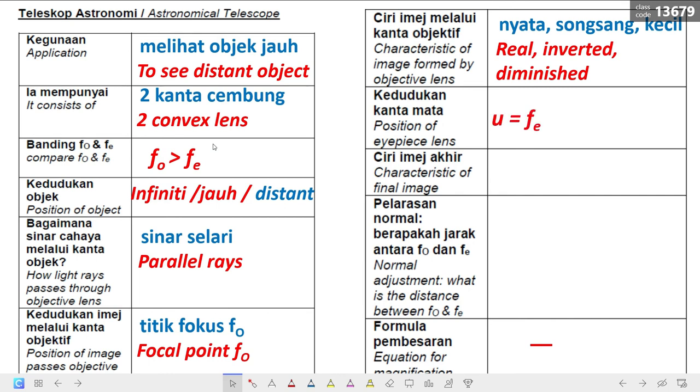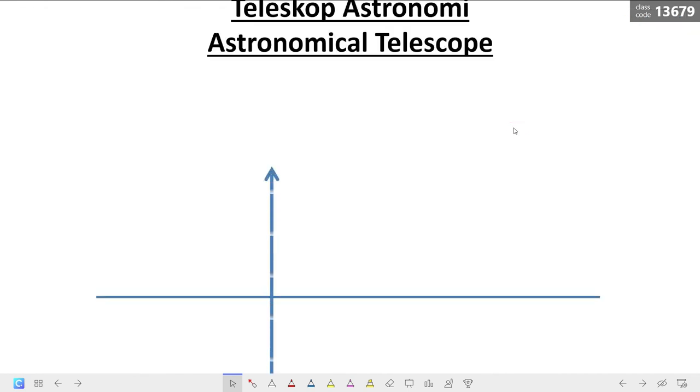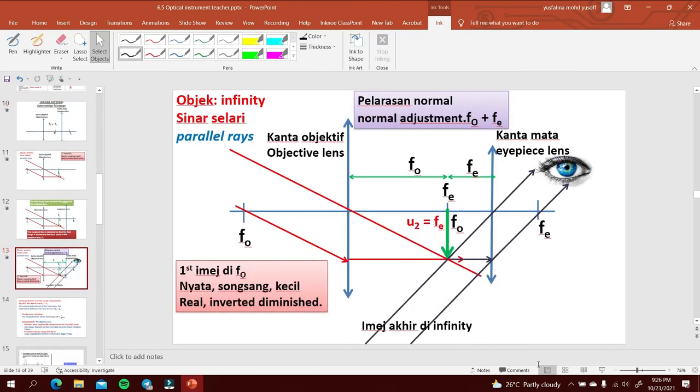Okay, and the first image is the real, inverted, and diminished. And the second object will be at FE. Okay, where's the focal length of the eyepiece? So that's the object. Okay, for the second, for the eyepiece, right? So U is equals to FE. So later we will see this one, right? So this is the drawing. So I just show you this one.